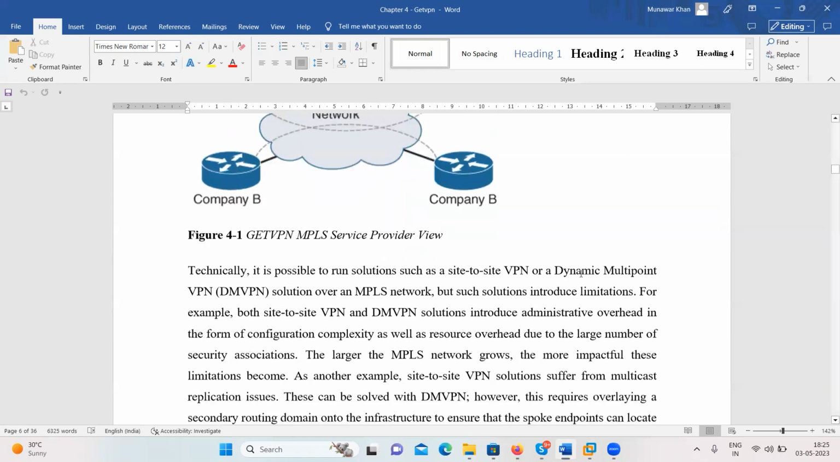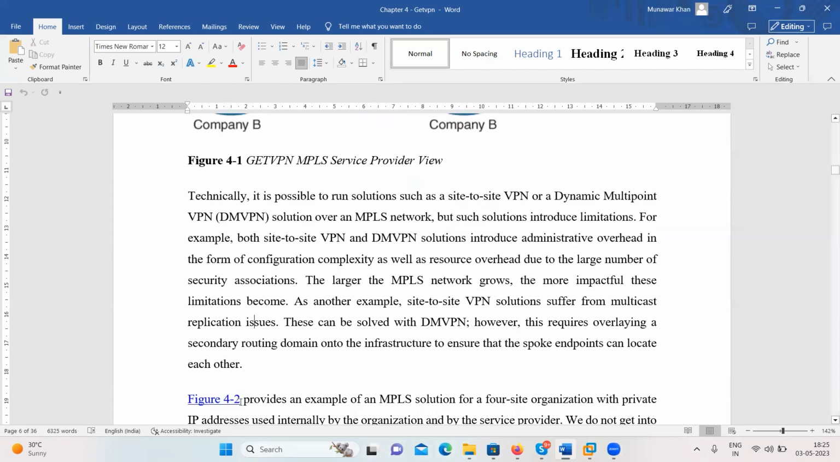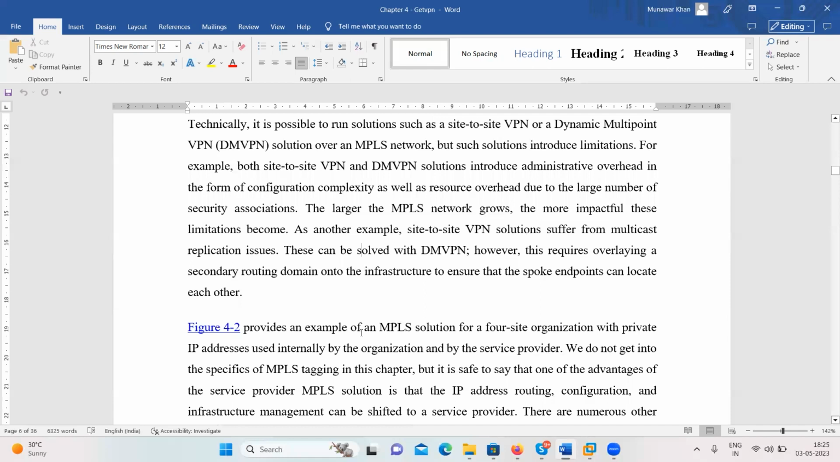Clear? So try to understand. When we talk about site-to-site VPN, when we talk about dynamic multipoint VPN, there is some difference. So when we talk about GETVPN, in short, it is nothing but Group Encrypted Transport VPN, not tunnel. T doesn't mean tunnel. T means what? Transport.